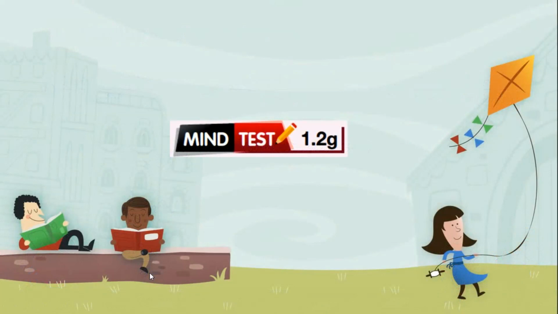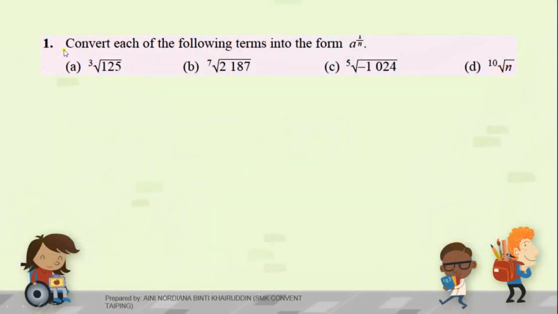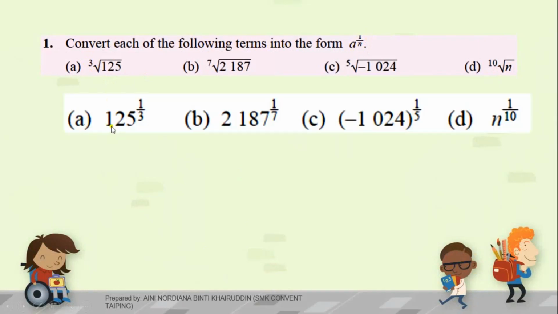So Mind Test 1.2G. Convert each of the following terms into the form of a to the power of 1 over n. So this is n. So the answer for A, 125 to the power of 1 over 3. B, 2187 to the power of 1 over 7. C, negative 1024 to the power of 1 over 5. D, n to the power of 1 over 10.